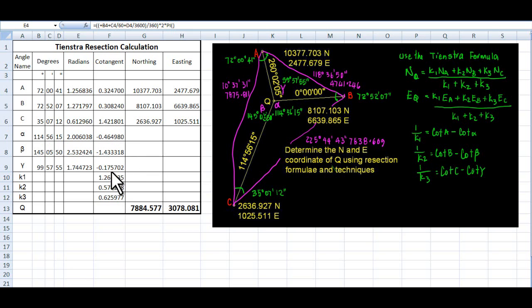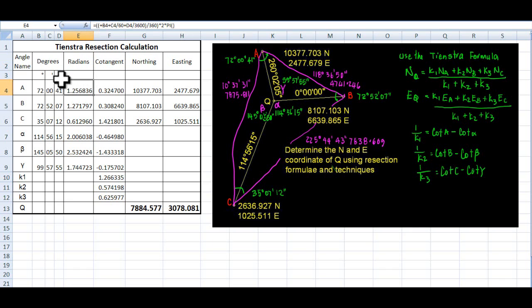Now the thing with Excel is, one, it doesn't deal very easily or readily with angles in the degrees, minutes and seconds format. So what I've chosen to do is to put them in individually. So I've got 72 degrees, 0 minutes, 41 seconds in there. And furthermore, Excel deals in radians, not degrees, minutes and seconds. So first of all we need to get our degrees, minutes and seconds and put them in decimal degrees and then convert those to radians. So that's what I've done here.